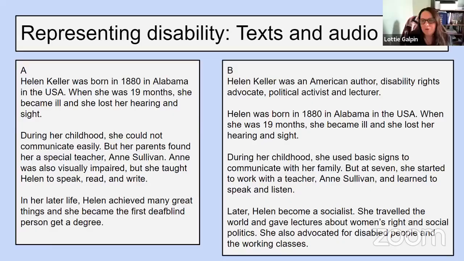Do you think everyone's done reading? Sylvina says text B is more inclusive and focuses on her achievements rather than on the disability. Yeah, absolutely. That's basically it.